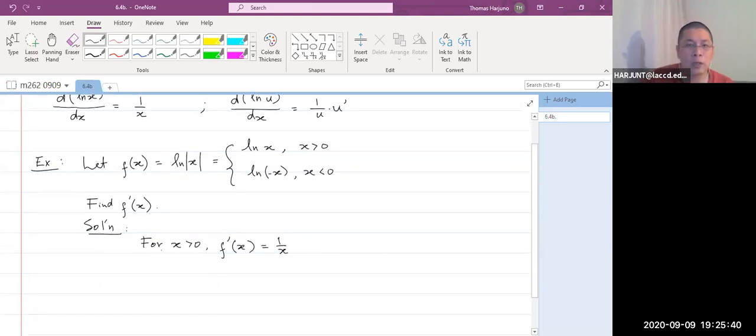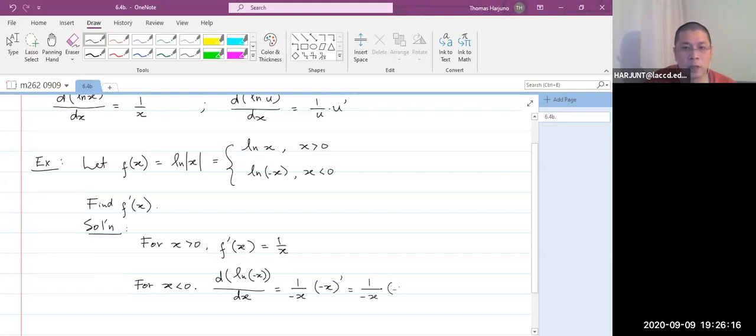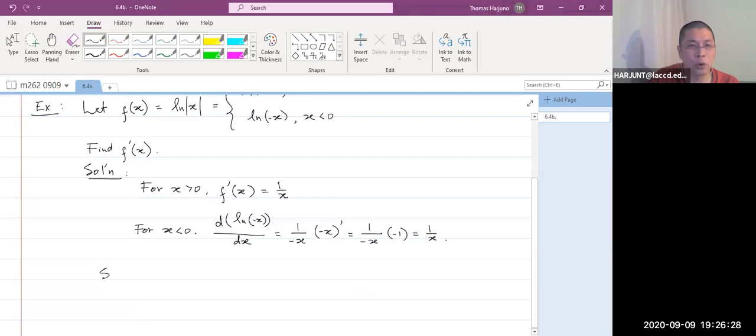Now, but what happens if we have x to be negative? Then the derivative of natural log of negative x, I'm sorry, I should use parentheses here, with respect to x will be 1 over negative x times the derivative of negative x. That is 1 over negative x times negative 1. That's 1 over x. So in short, f prime x is equal to 1 over x as long as x is not equal to 0.